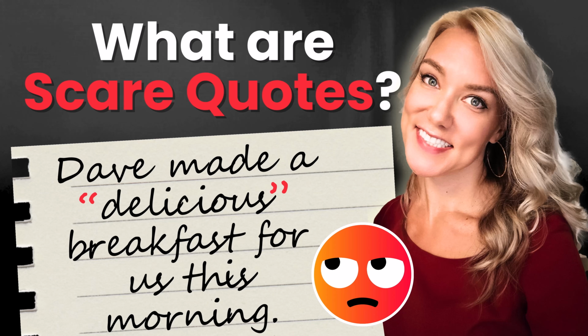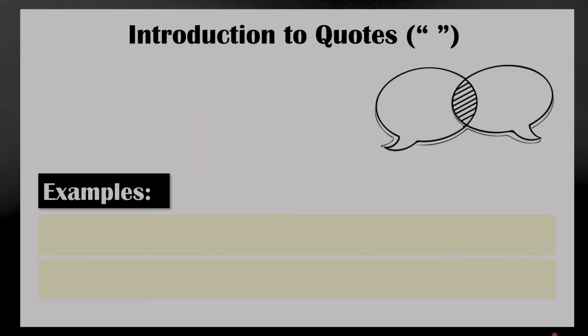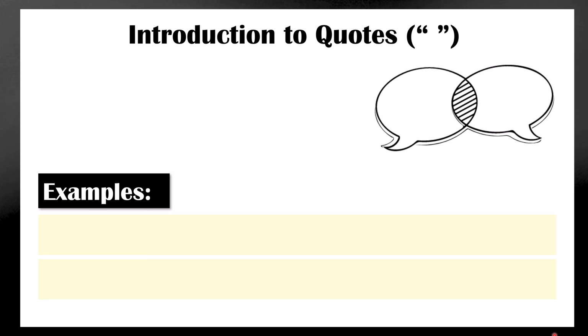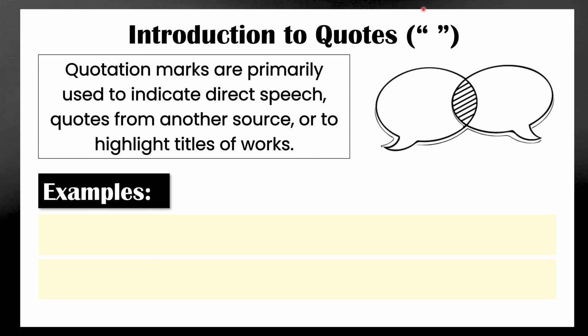My name is Jennifer, and in today's lesson we're going to talk about scare quotes and how they are used in English writing. But first, let's talk about quotes or quotation marks. Right here, these are quotation marks, and they're primarily used to indicate direct speech, or when we talk about titles of works or poem titles, movie titles, etc.